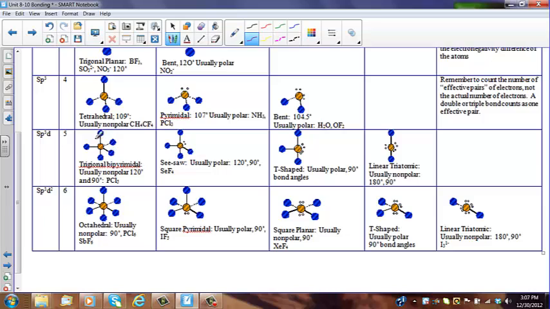Going down here, we have 5 groupings off the main atom. Okay, so that's going to give us sp3d hybridization. This is called trigonal pyramidal.